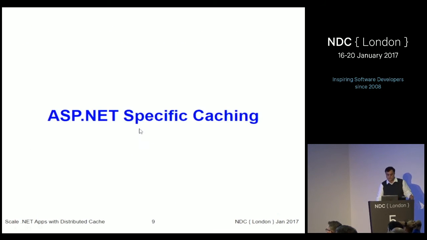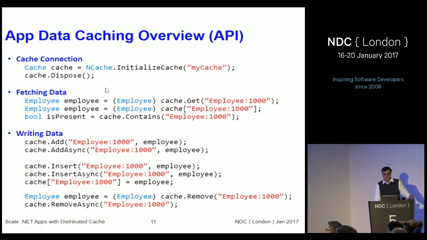The cache is running. You connect with the cache, and then this is a cache handle that you preserve, and you use that to do cache.get. You can do get, contains, add, async, insert, remove. Add means don't add it if the item already exists. Insert says add it if it doesn't exist, otherwise update it. Remove, of course, is remove.